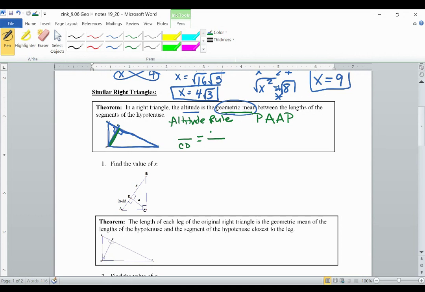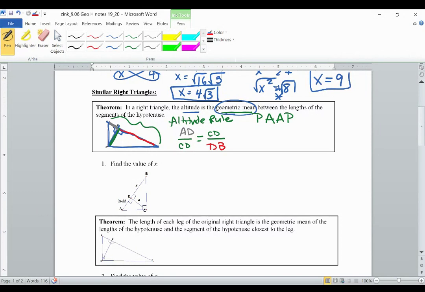That's going to be repeated along that diagonal of the means. Then it's the geometric mean between the lengths of the segments of the hypotenuse. We're talking about the large triangle here. This whole thing is the hypotenuse, which is AB, and I'm talking about just the parts. One part is AD, and the other part is DB. So if I fill this out, we would have AD over DB.